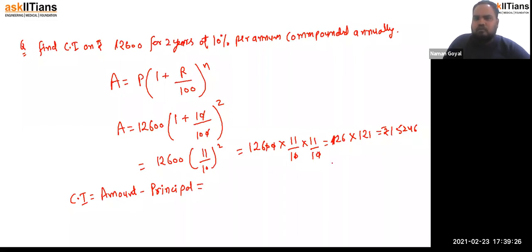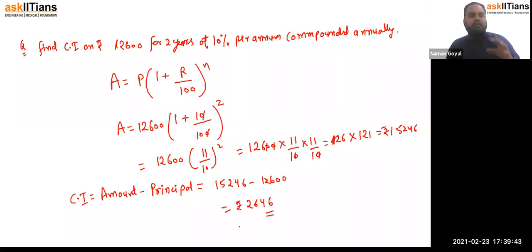We got the total amount as 15246, minus principal 12600. So what you will get is 2646, right? So this is the total interest you will get on 12600 for 2 years at a rate of 10% per annum. Are you getting my point?